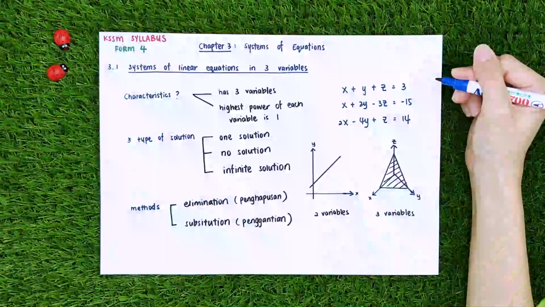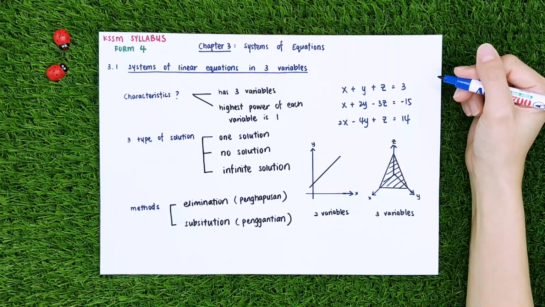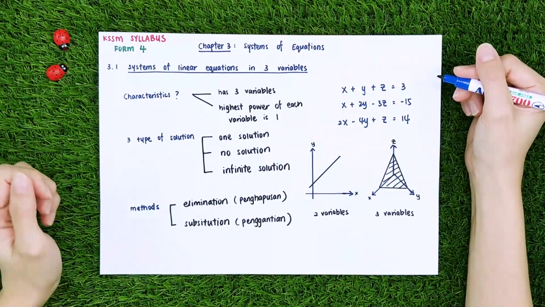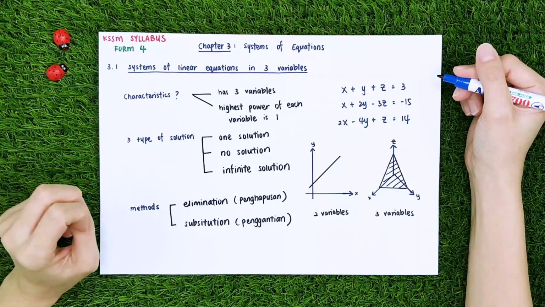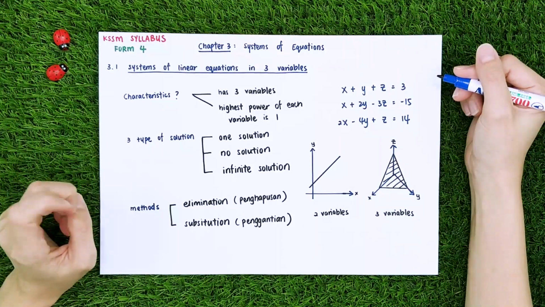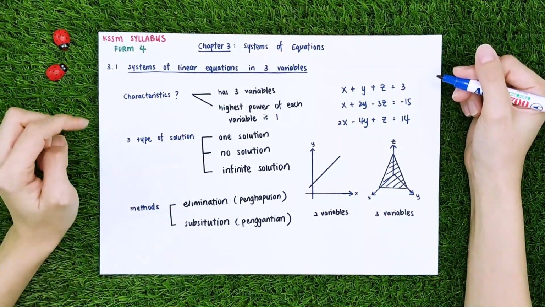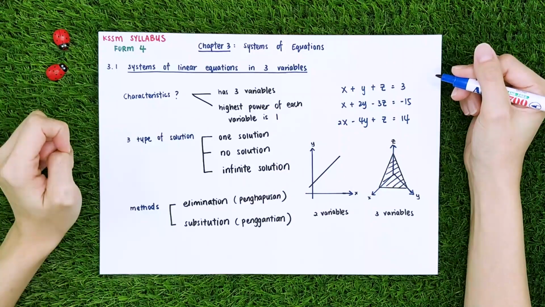KSSM Syllabus Form 4 Chapter 3, System of Equation. In BM, they call it Sistem Persamaan. There are two subtopics in this chapter. I will discuss the first subtopic in this video. 3.1 System of Linear Equation in 3 Variables.